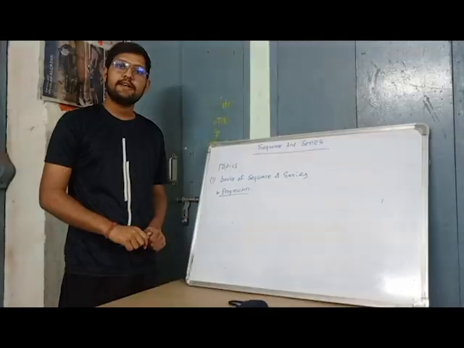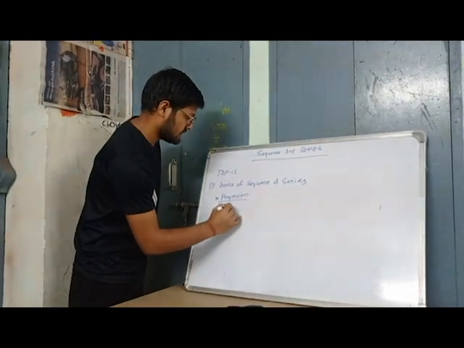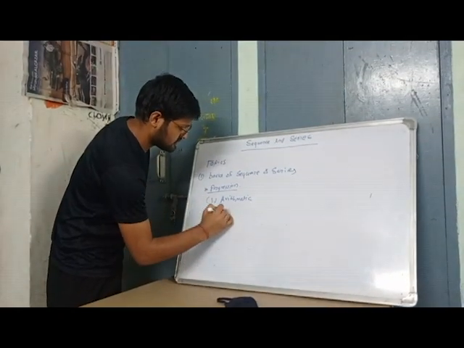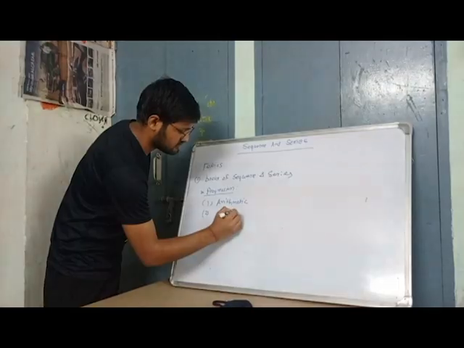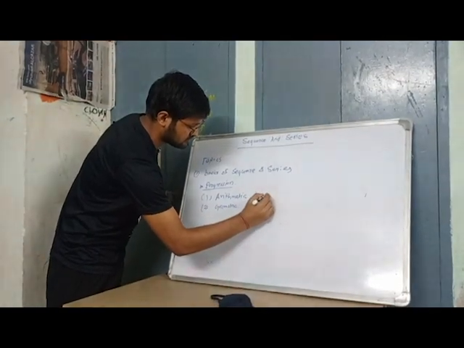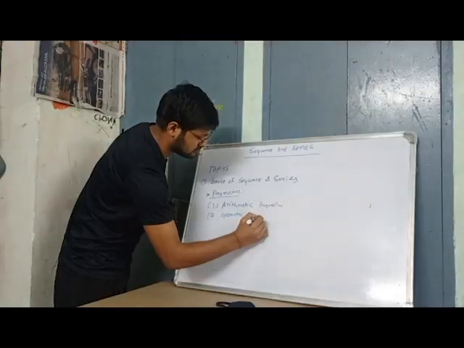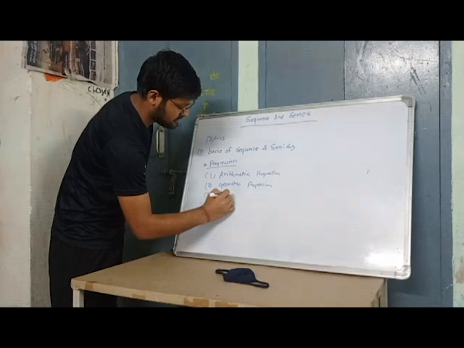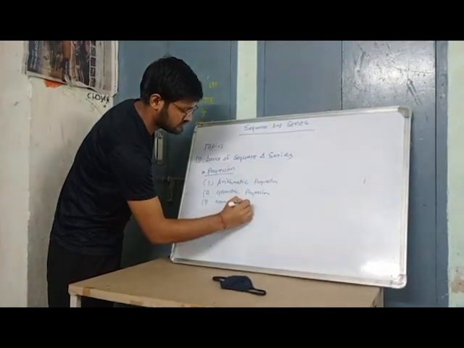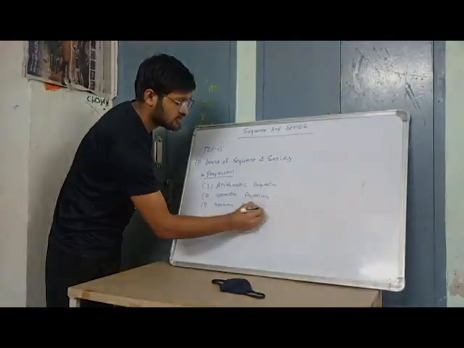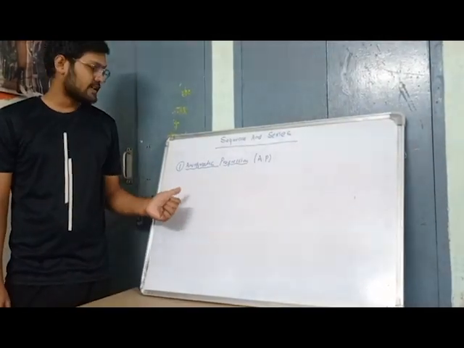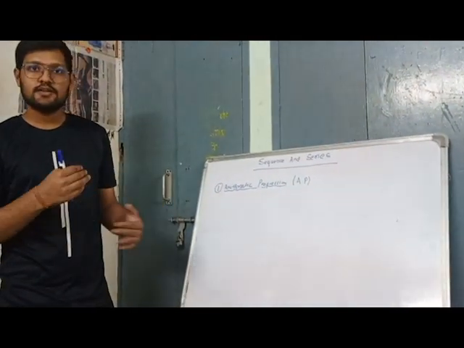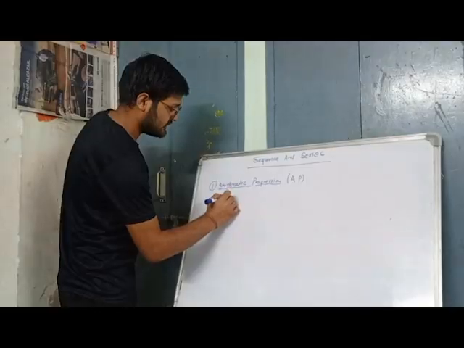Mainly, progressions are of three types. The first one is arithmetic progression, the second one is geometric progression, and the third one is harmonic progression. Now we are starting with the first progression, which is arithmetic progression. In arithmetic progression, there is a common difference between two adjacent numbers, which is denoted by d.